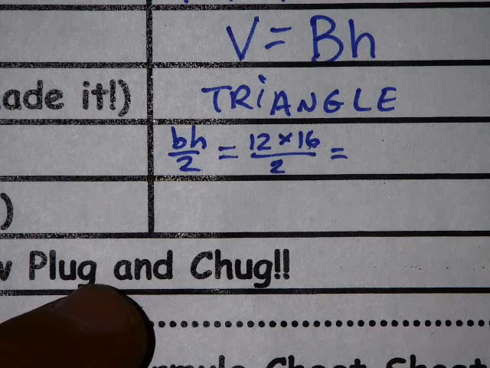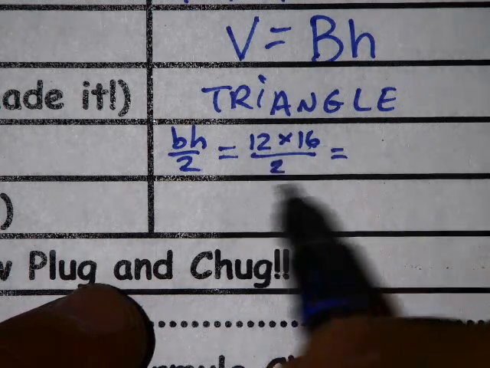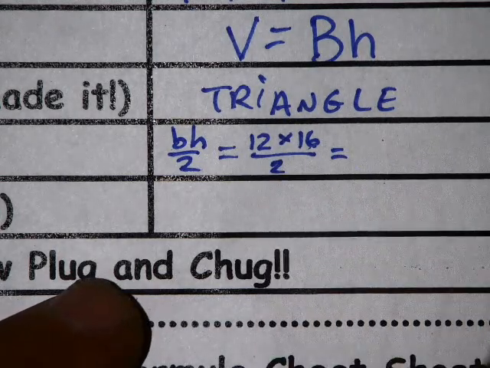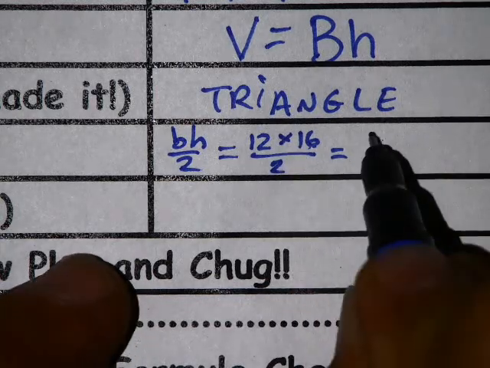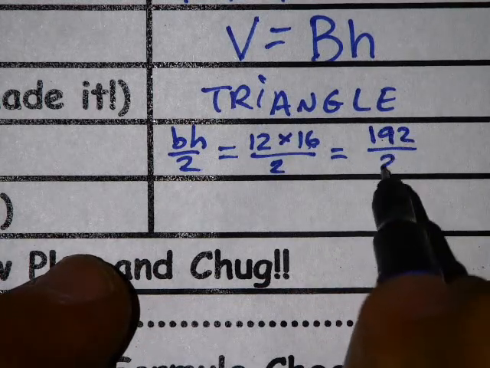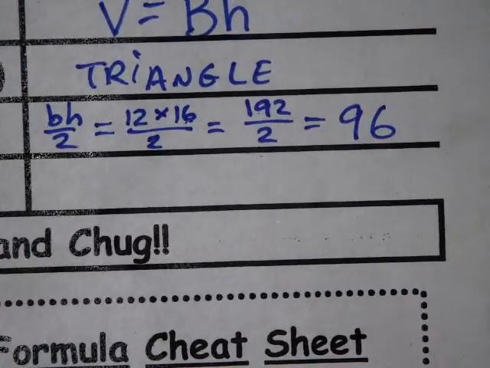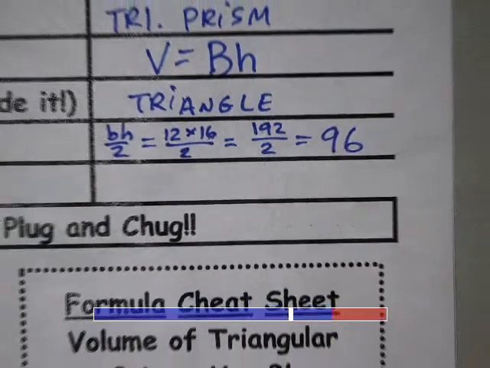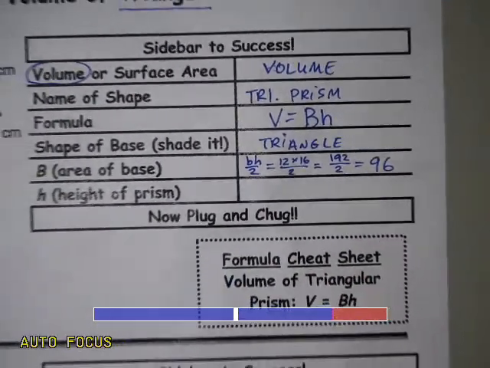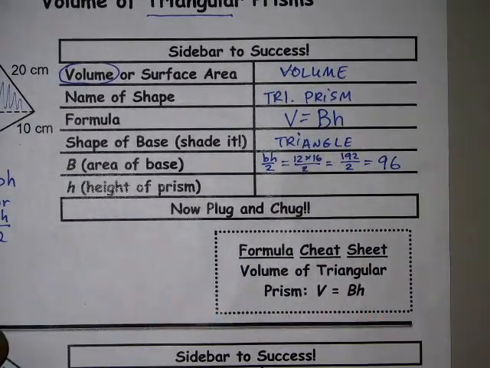However, we also want to try and remember the formula correctly. Base times height divided by 2. Well, if we went out to the side here and did 16 times 12, we'd get 192. And 192 divided by 2 is 96. So again, that is just the area of the triangle. So that's just the first part.